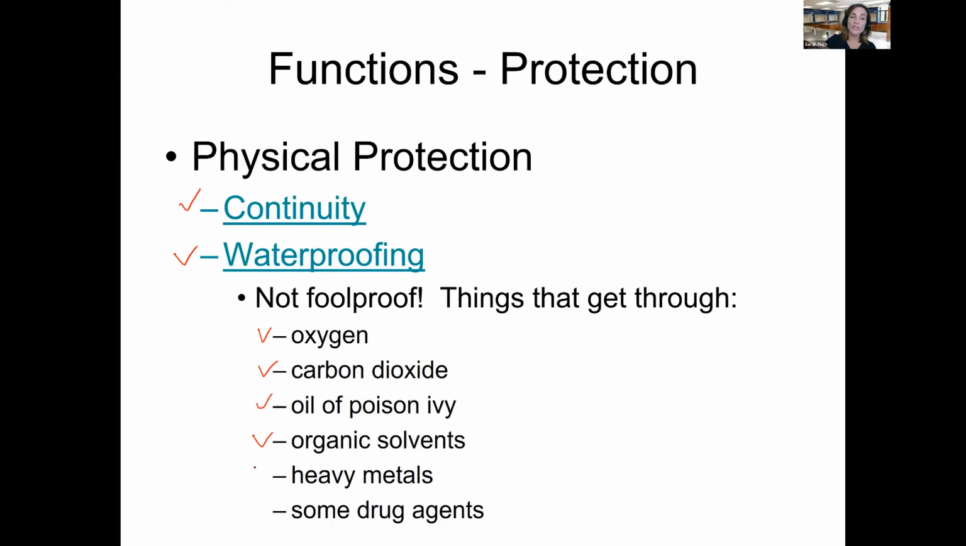Heavy metals like arsenic, those can make it through your skin. And then even some drugs can go through your skin, right? There are some drugs that can do that. And so this is how we can have drug patches, right? So for example, there's a birth control patch that women can put on their hip and wear for a month, and the progesterone and the estrogen can go right through that waterproof coating into the body. So there are some patches that work that way by allowing drugs through. So you do have a continuous barrier. It is waterproof, but I do want you to know that waterproof coating is just not foolproof.